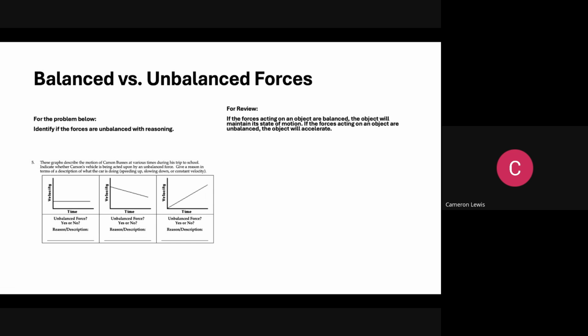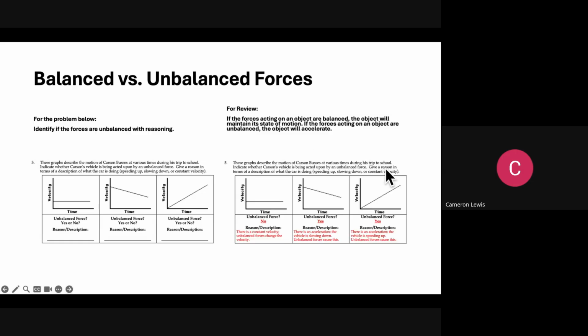Yes, we're getting it. See, all this relates to what we just spent an entire unit on. I had to give you an entire unit just to get you comfortable with acceleration because it matters for this. And those are the answers.